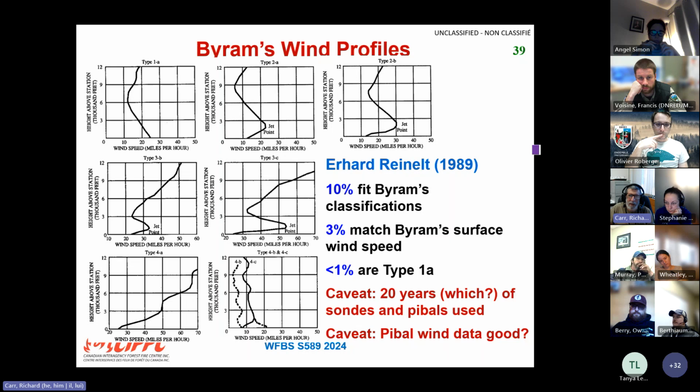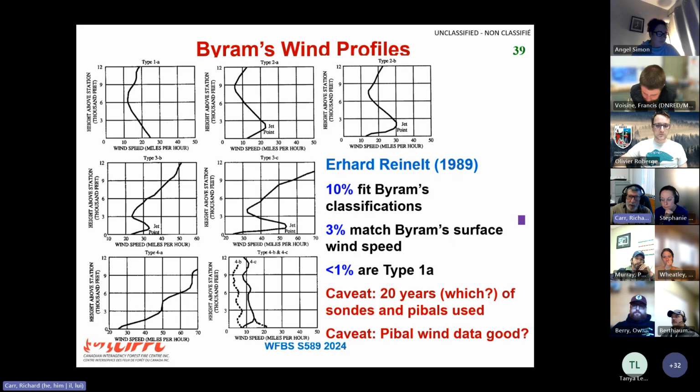One of the things is that Byram did a lot of his wind profiles in the southeastern US, so we do have different jet stream characteristics between the southeastern US and a lot of Canada. That's one thing to keep in mind, and it might help explain some differences in the types of wind profiles seen.